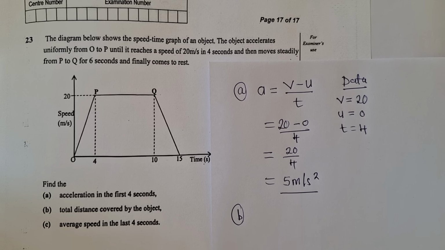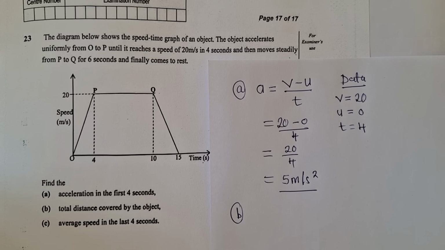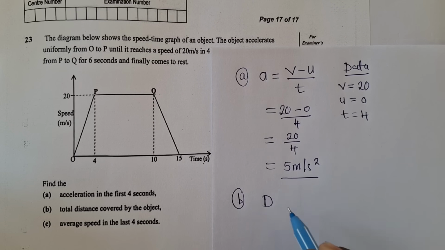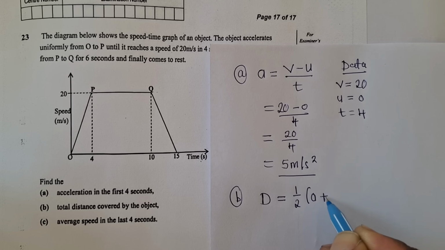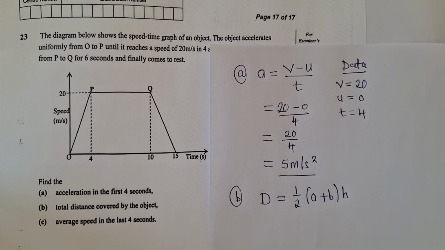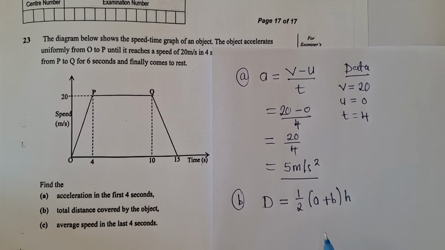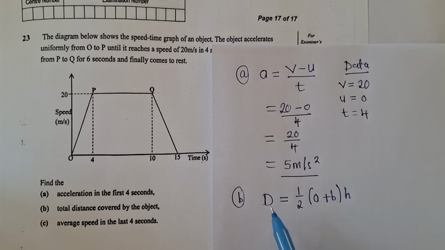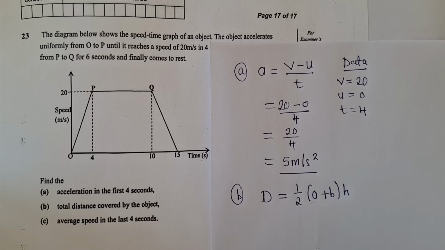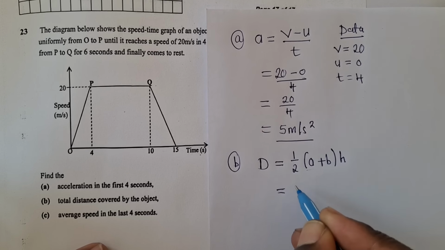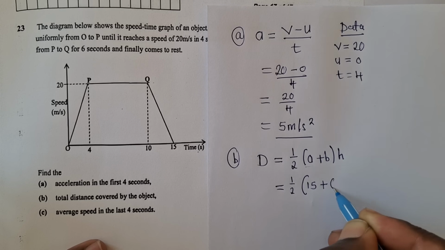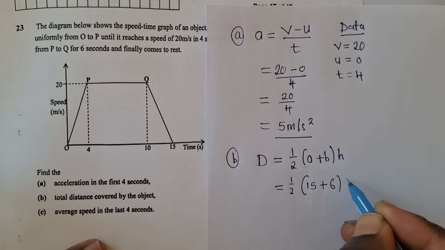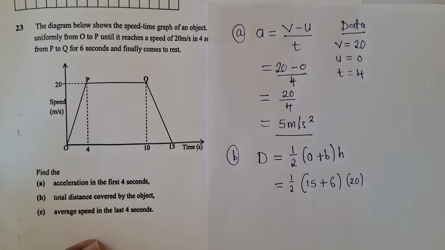Now ask yourself, what is the formula for finding area of a trapezium? The formula for finding area of a trapezium is 1 over 2, a plus b, and h. So in case you didn't know, when you've been given a trapezium and they say find area of that trapezium, this is the formula. And we use the same formula to find distance. That's why we've put d here. So this will be equal to 1 over 2. Our a will be equal to 15. I'll explain, just follow. And b is 6. h will be equal to 20.